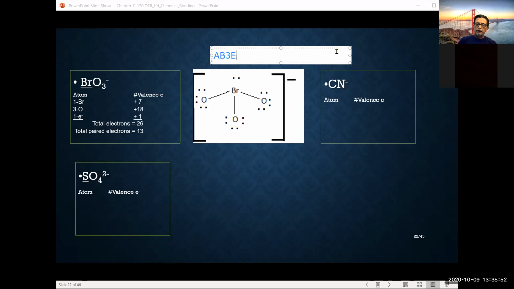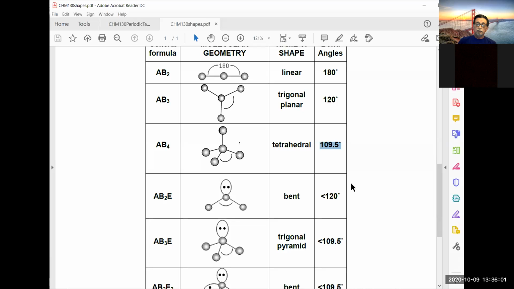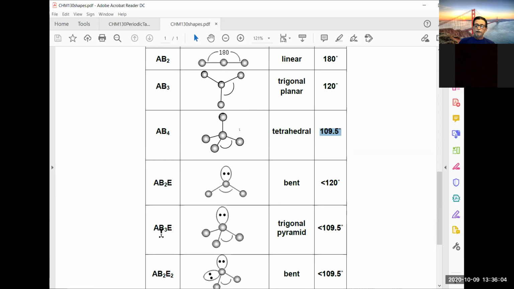So AB3E is our general formula. We go to the shapes table and come up with AB3E right there. The name of the shape is trigonal pyramidal, and the bond angle is much less than 109.5. Again, the lone pair on the central atom takes up more space, squishing all the other things bonded to the central atom further down. Therefore, the angle that one would predict to be 109.5, like the tetrahedral, is actually less than 109.5.